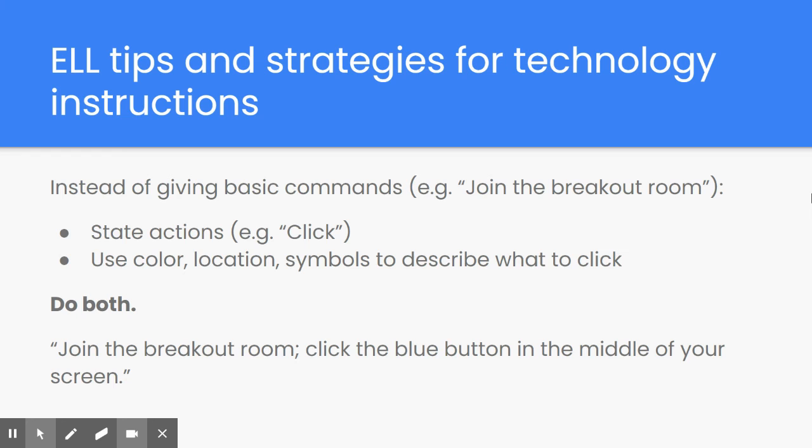That way, if I'm early in my English, I can click on that blue button. And over time, I learn to understand what breakout room means I need to do and what that means I'm about to be doing with my group, because I hear both of these phrases together time and time again.